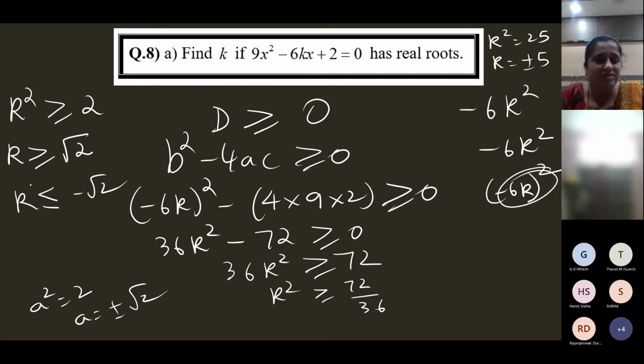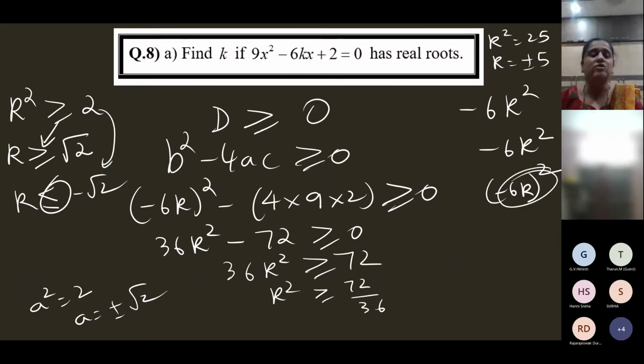Take the plus root 2 with the same inequality and the minus root 2 with the reversed inequality. No time to explain in the revision class, so just take it like that. There is a reason behind that. Take the positive value with the same inequality. Whatever is the inequality, take it with the same thing. Reverse the inequality for the negative value. That's all. So here it is greater than or equal to.